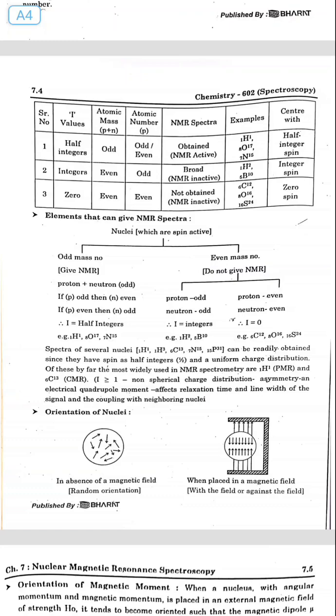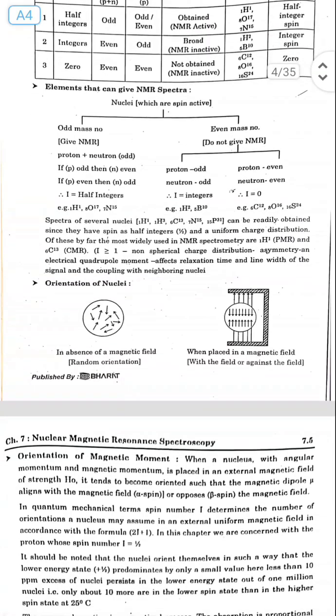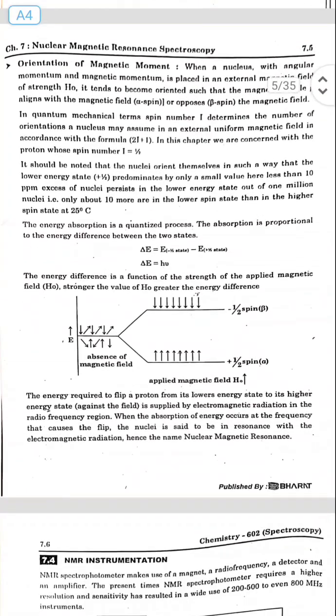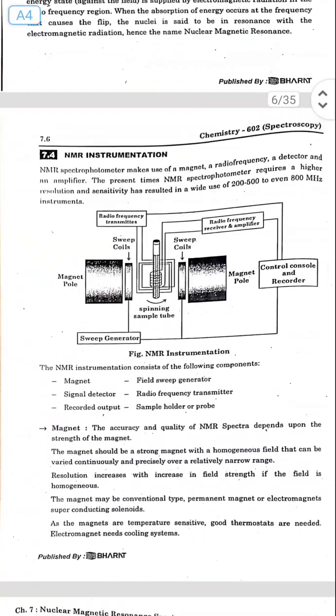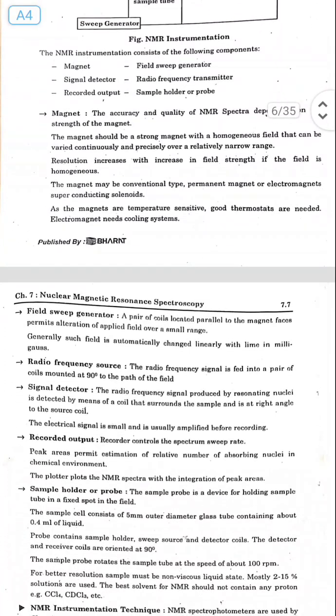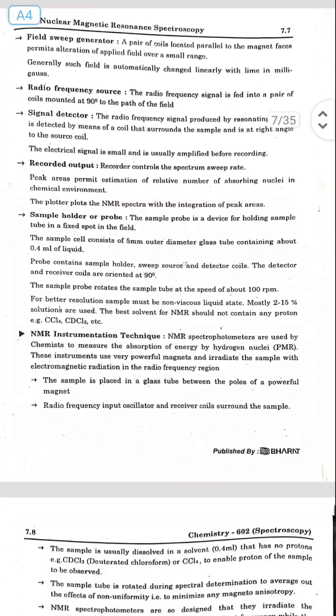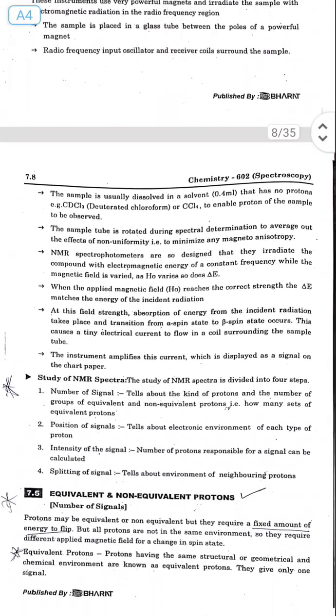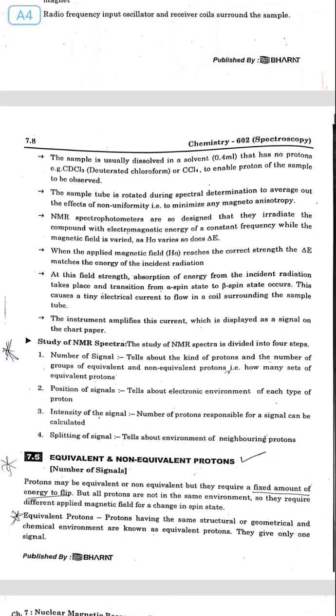Okay, these are the elements that give an NMR spectrum. You can remember nuclei in a magnetic field, absorption, and so on. And also this is NMR instrumentation. This is the figure: magnet, field sweep generator, radio frequency source, signal detector, recorded output. You can see here also the sample holder, roller probe. NMR instrumentation techniques are also included in this study of NMR spectra. So this is it.